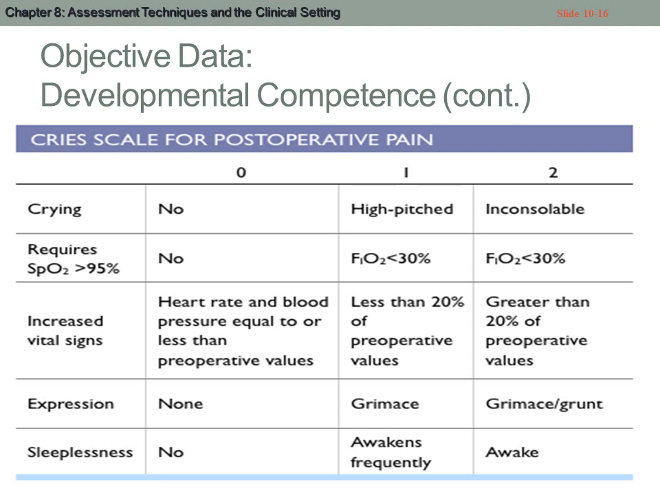And then you can see the changes in vital signs. You would give it a 2 if it's greater than 20% of the preoperative value. So you have to do some trending and look at what the pre-values are before. So we can use this one on infants.